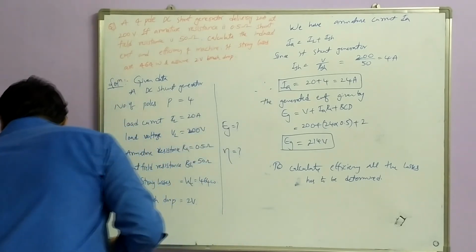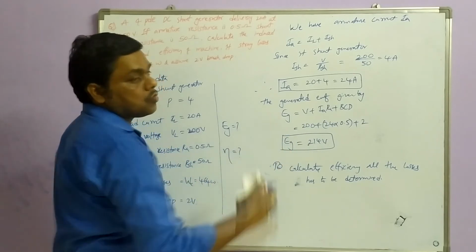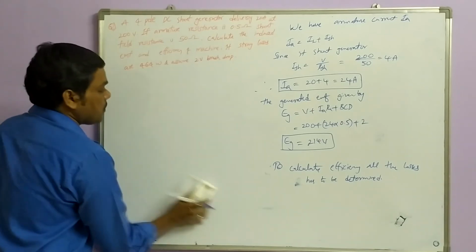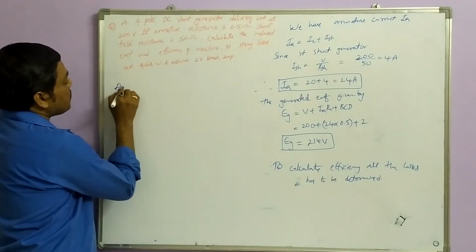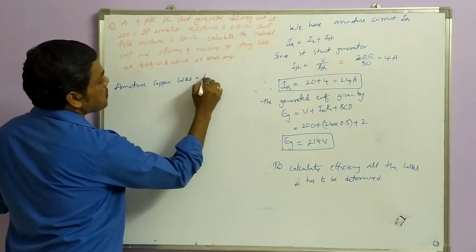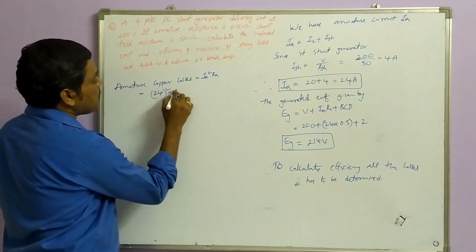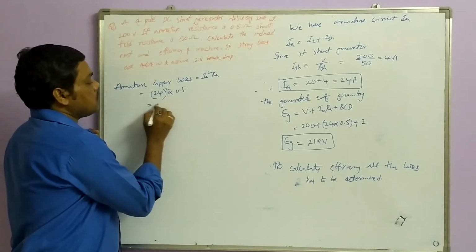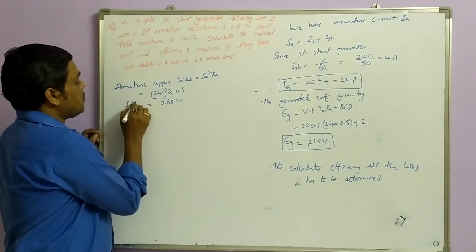I am going to take out this so we can calculate the losses. Now armature current is 24 amps and Eg is 214. Now one by one we will calculate the losses. Now first one is armature copper losses, which is nothing but Ia square Ra. So what is Ia value? 24 square into Ra 0.5. Since 24 square is 576, now 0.5 of that is 288 watts. Now this is the armature copper loss.